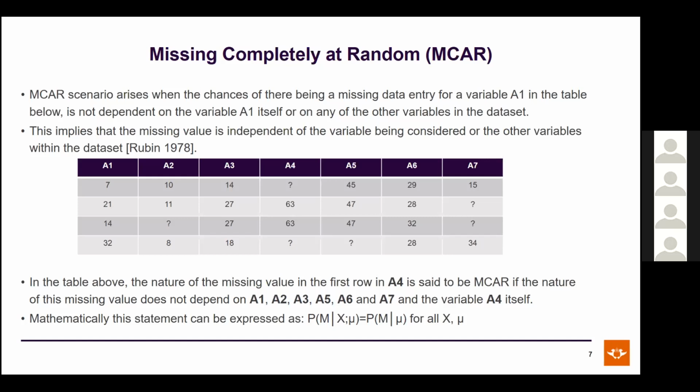Now, mathematically, missing completely at random can be expressed as we depict there, using the probability function or depiction or description. So the probability of your missing data given the other values, more or less. So that would be missing completely at random.